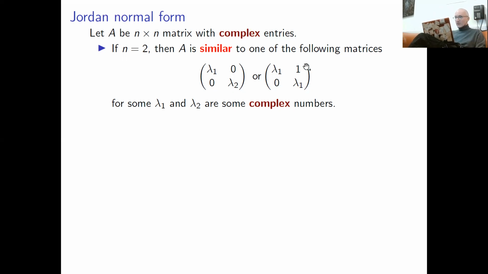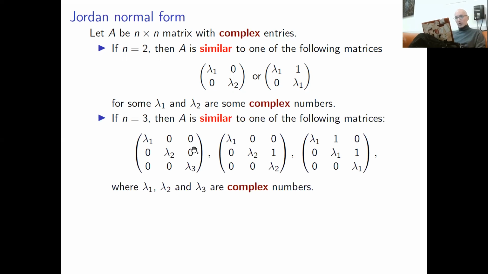Okay, 3 by 3, we have more choices. We can try to diagonalize my matrix, find a similar matrix which is diagonal. If you succeed, you get diagonal. If you don't succeed, if A is not diagonalizable, you can have one of these two cases, either this or this. This is basically as simple as you can get.